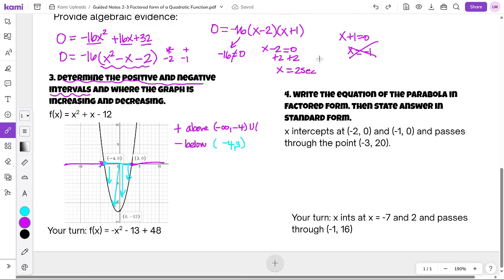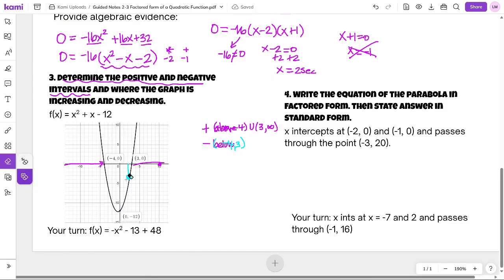I don't like it when it does that. All right, let's talk about increasing and decreasing. Why is it doing that? Okay. I don't know what's happening.